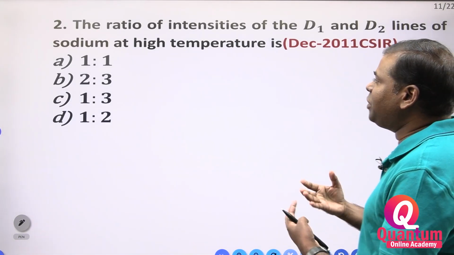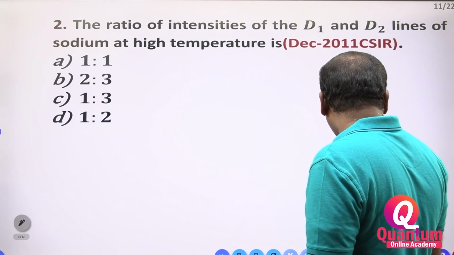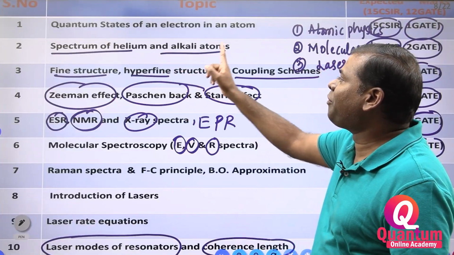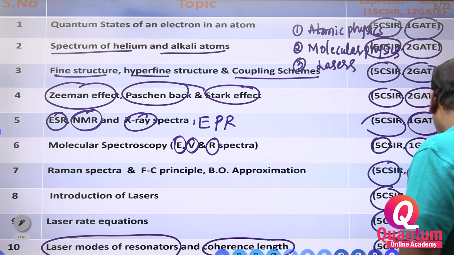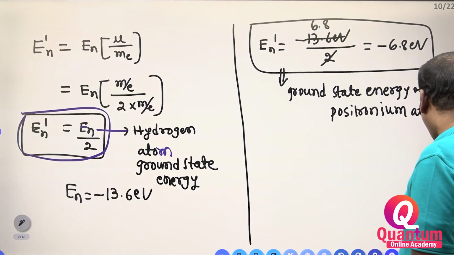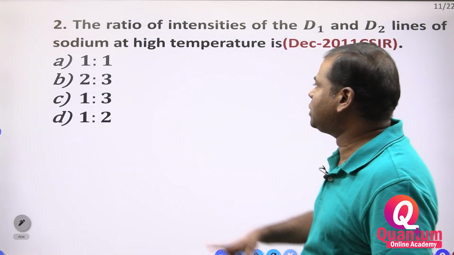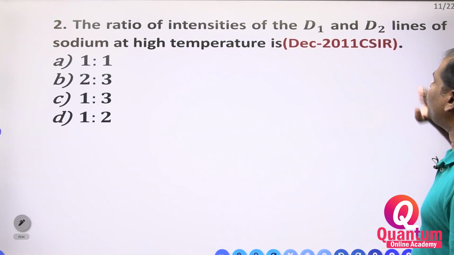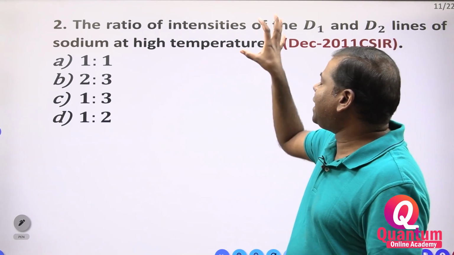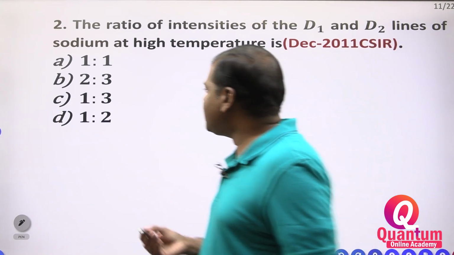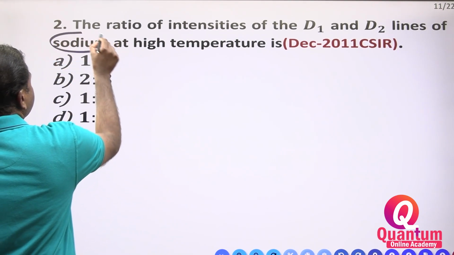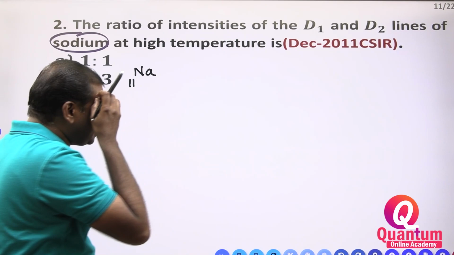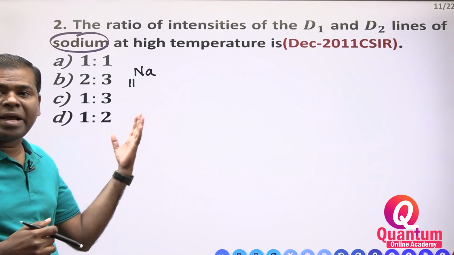Now you have to see the second one. Second one, which one do we have to take? The second area is the spectra of helium or alkali atoms. I segregated this. Let us see how the question is asked. The ratio of intensity of the D1 and D2 lines of sodium at high temperature. What is sodium? Sodium is a single electron atom. Sodium atomic number is 11.